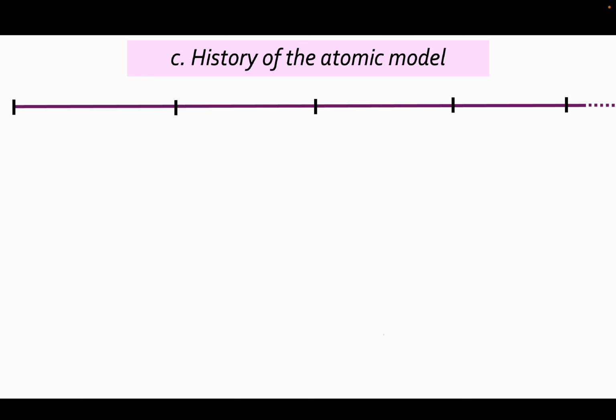People didn't used to think of atoms the way we do now. The model of the atom has evolved over time, and you're expected to know the models and the scientists who contributed to their creation. You do not need to memorize the dates, but you do need to know the order.